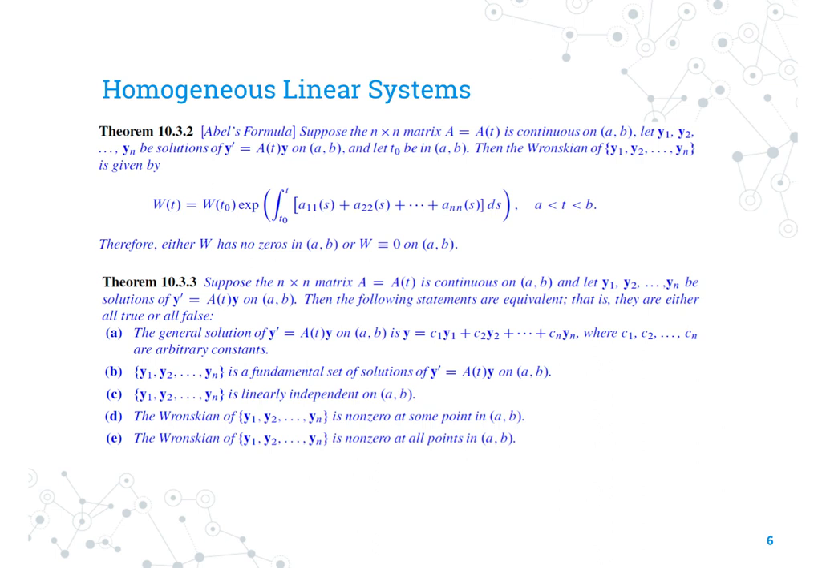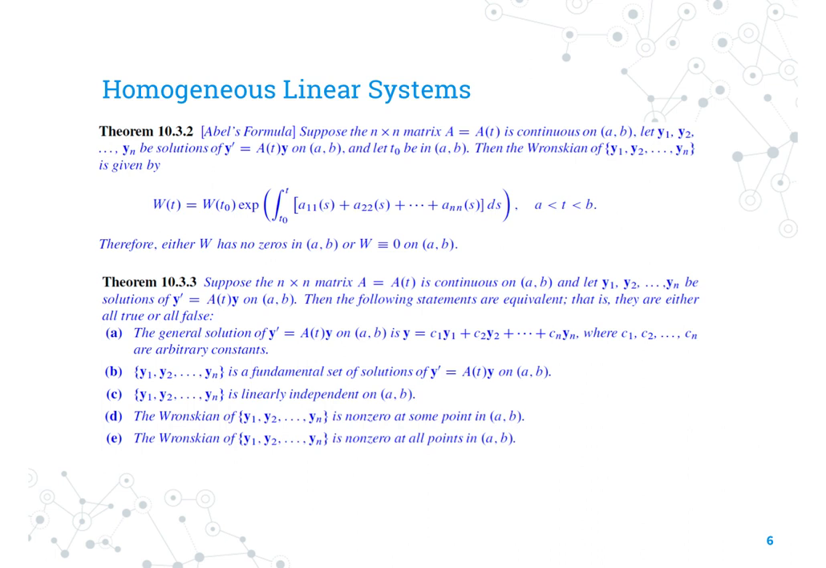We have a couple more theorems from this section. Theorem 10.3.2, which is Abel's formula, says that suppose the n by n matrix A, which is a function of time, is continuous on the interval (a, b). Then let y1 through yn be solutions of the system y' = A(t)y on that same interval (a, b), and let t0 be in the interval (a, b).